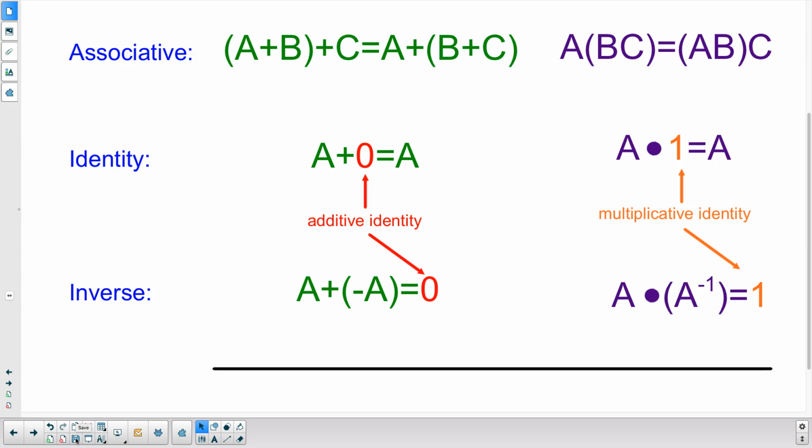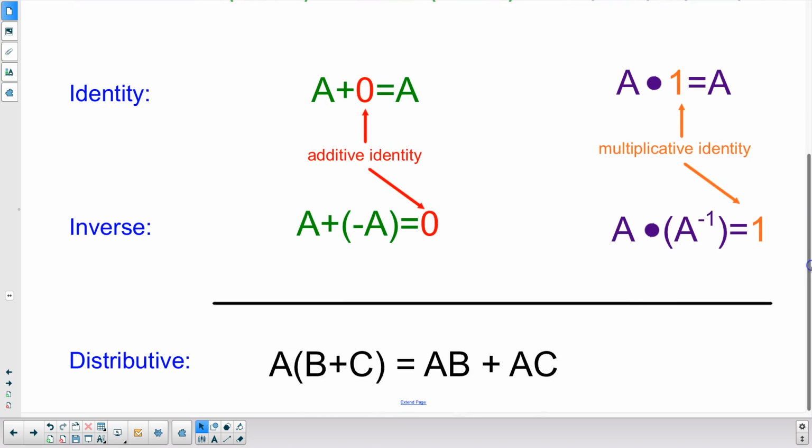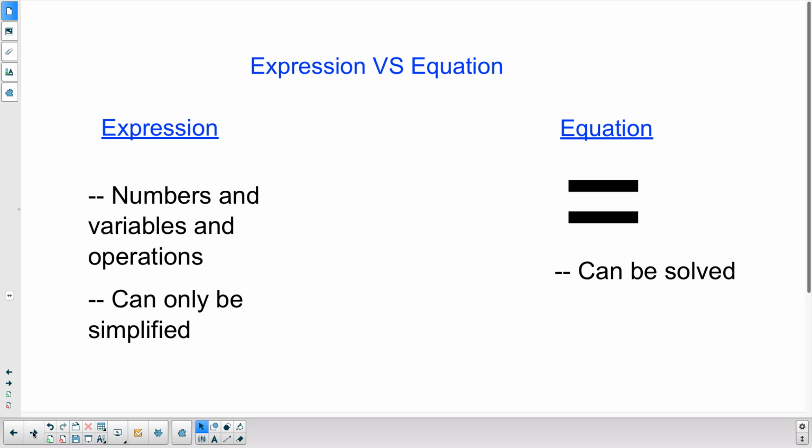And then the last and most important property is the distributive property. What's outside the parentheses has to go into all of the terms inside of the parentheses. Okay. So we're all on the same page there now.